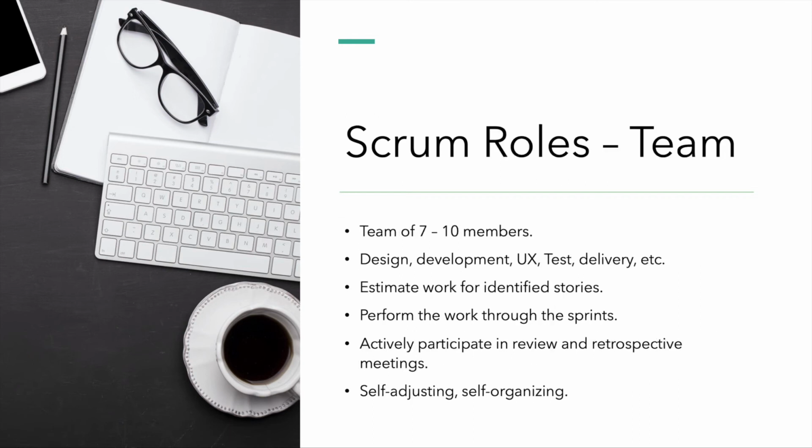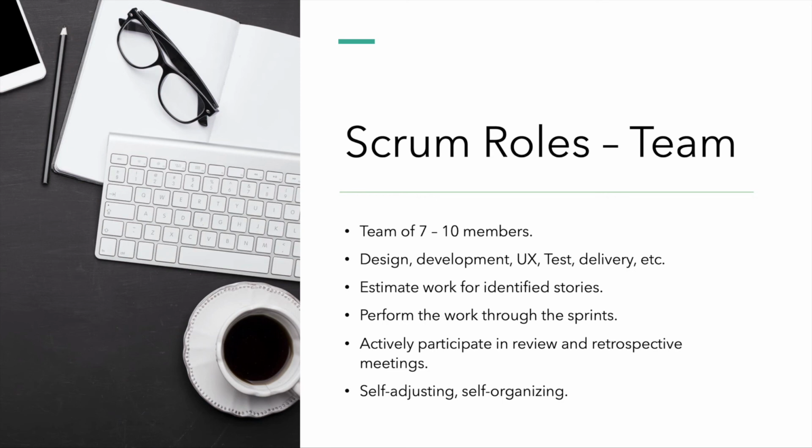The team itself. The preferred number of team members is 7 to 10, but it's not a hard and fast rule. And the team could include anyone, like you could have designers, developers, UX designers, testers, delivery staff, and you could also have sales, marketing, etc. So a Scrum team could have a variety of cross-functional team members.